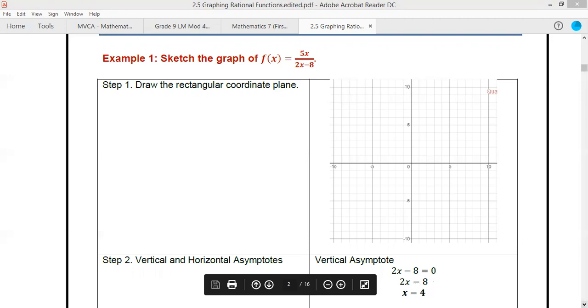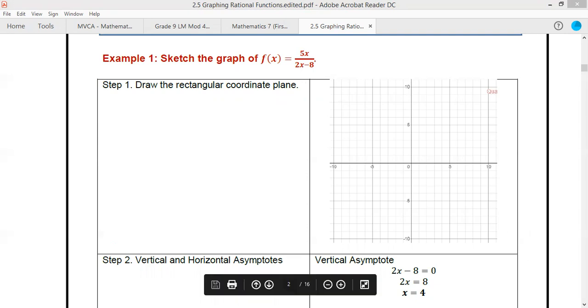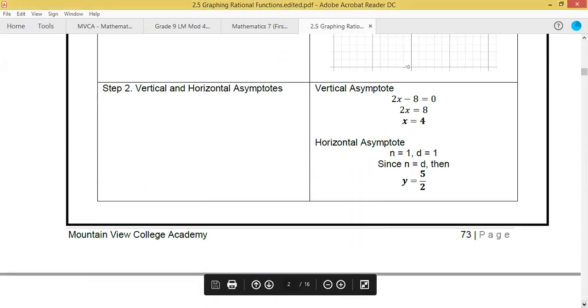Next, we solve for the horizontal asymptote. How do we do it? We look at the degrees of the leading coefficients. In the numerator, the degree of the polynomial is 1. In the denominator, the degree of the polynomial is also 1. So since they are the same, then we need to use the numerical coefficients of the leading coefficients. So we have y equals 5 over 2. If you check it with our answer, it's y equals 5 over 2.